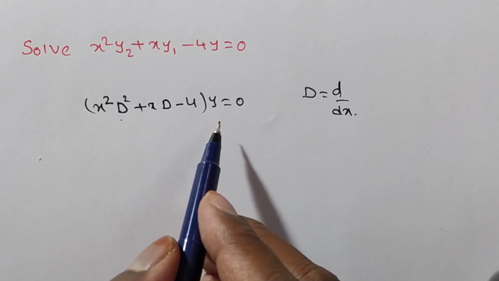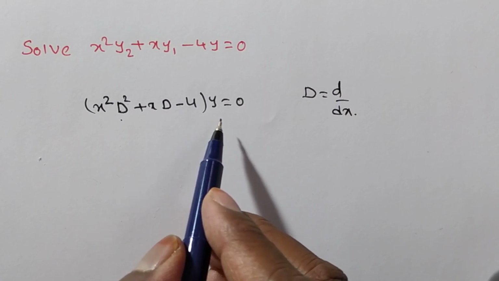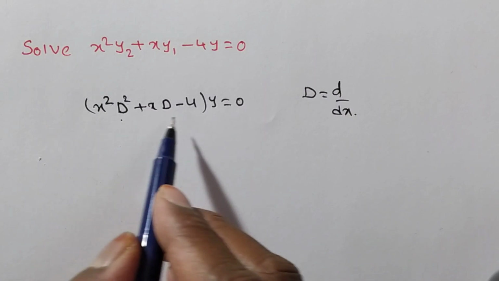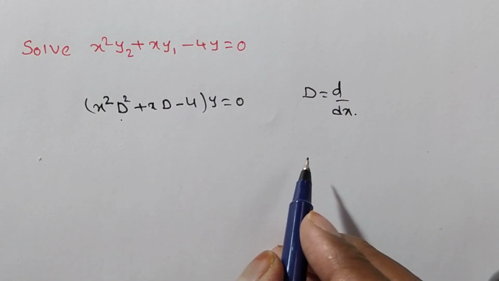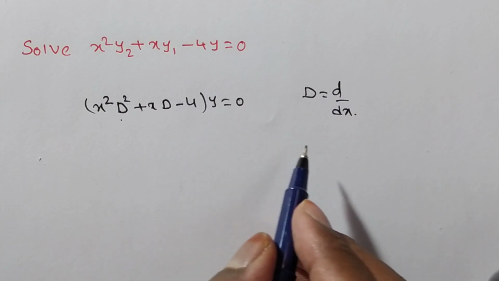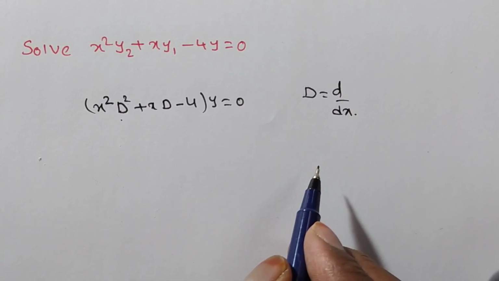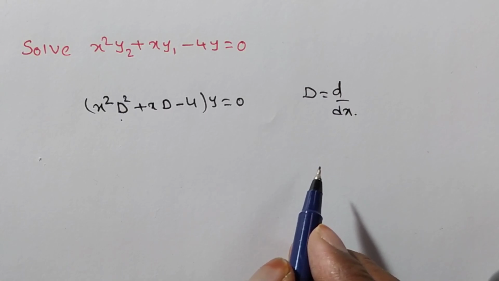Generally the differential equations are two types. One is a constant coefficient, another one is variable coefficient. So here you have a variable coefficient. So in this case, we cannot solve this problem directly. For this we have to convert it into constant coefficients. How you can convert the given problem into constant coefficients means there will be some steps.